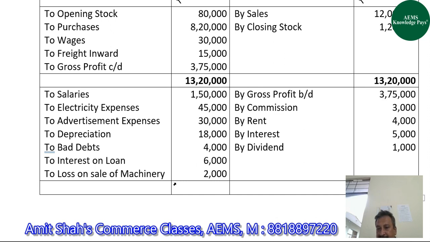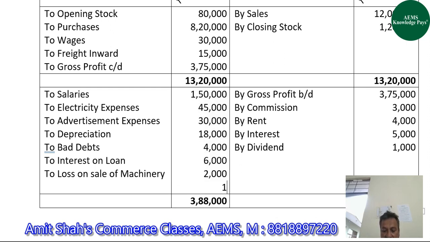Total of credit side is 3 lakh 88,000. And total of debit side is 1 lakh 32,000 less, which is our net profit. Right? Guys, please do not do anything here. Drishti, please.